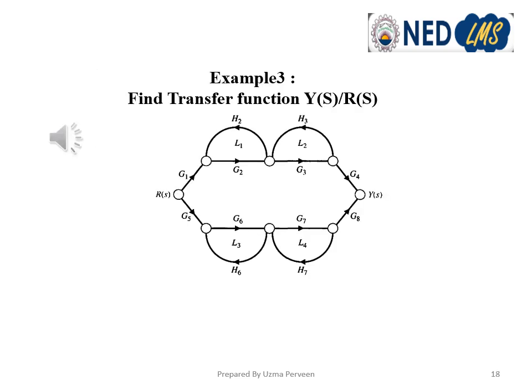Now this is the third example. This is the transfer function of an interacting system. We are going to find Y(s) upon R(s). So clearly there are four loops here. At the top right, this is L2, top left L1, bottom left L3, and bottom right L4. So we'll solve it in the same method we have done previously.